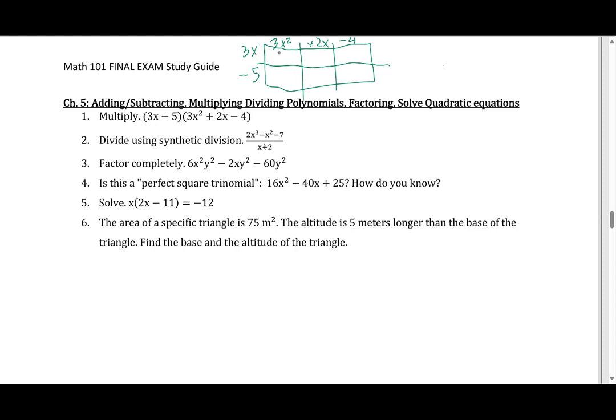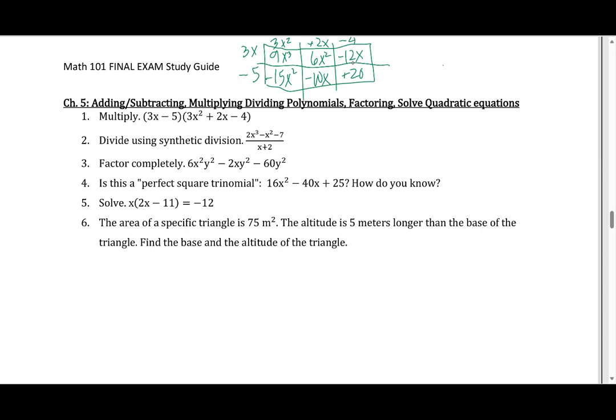So I got 3x times 3x squared. That's 9x to the third. And 3x times 2x is 6x squared. And 3x times negative 4 is negative 12, and just keep the x. Now looking at the second row, I'm going to multiply everything by negative 5 one at a time. So that's negative 15x squared, negative 10x, and positive 20 with no x.